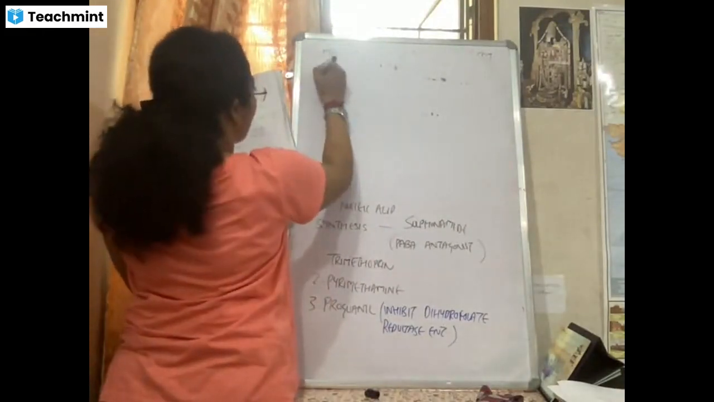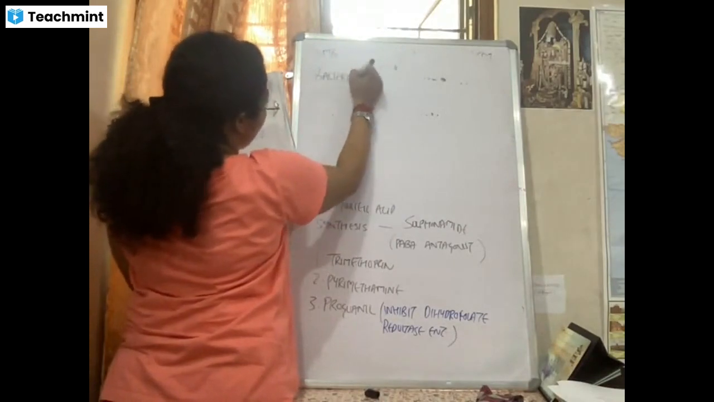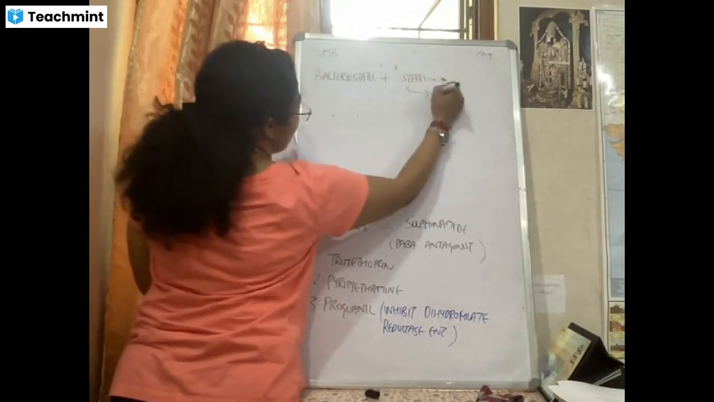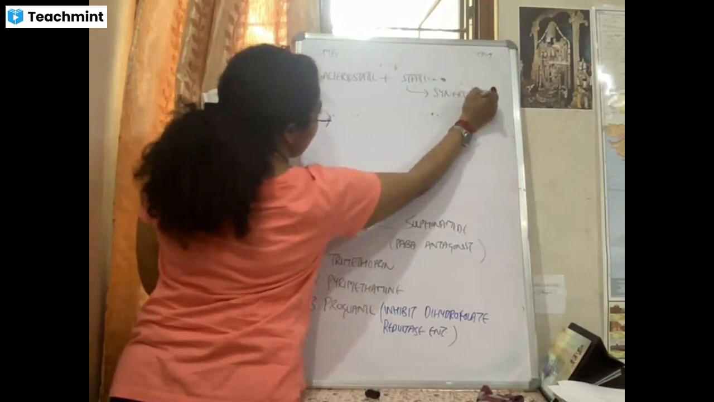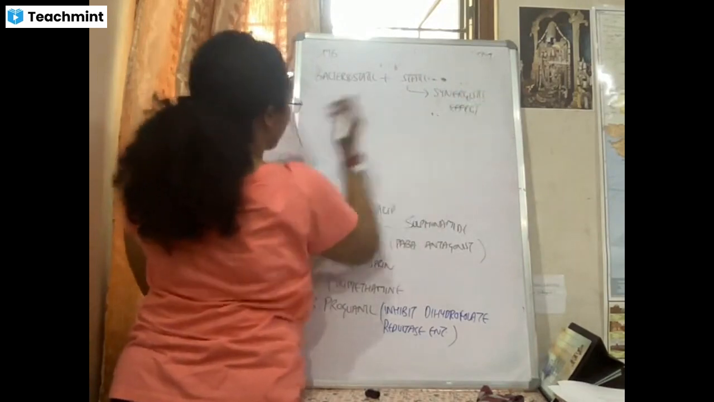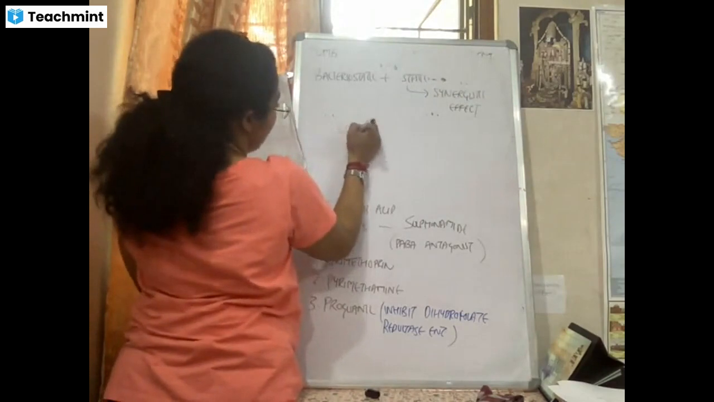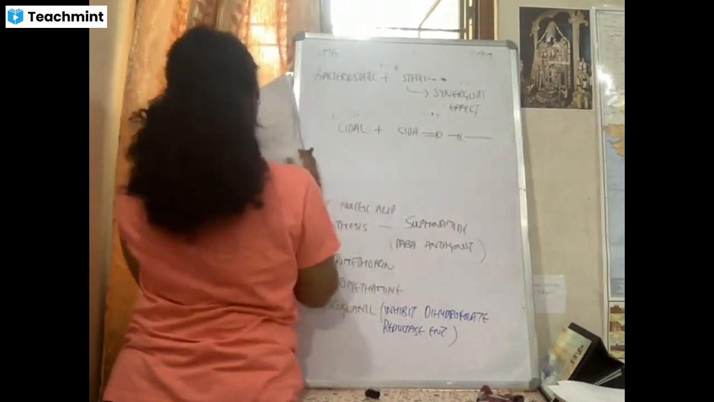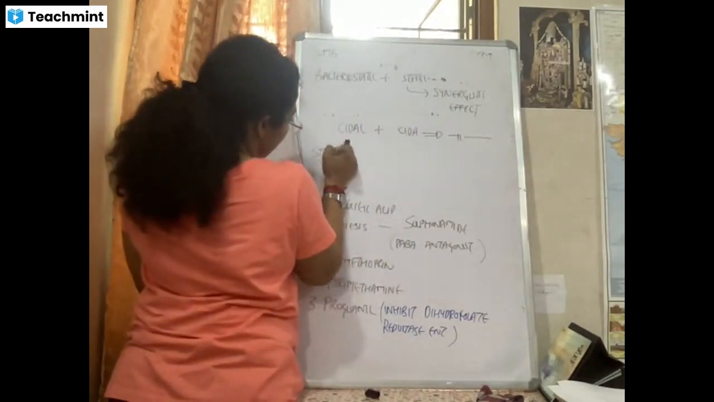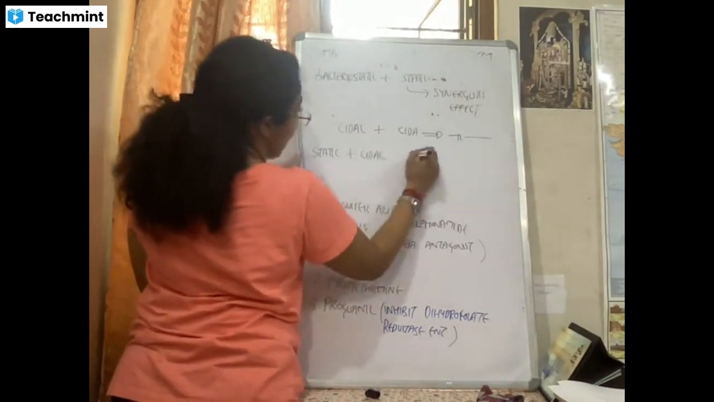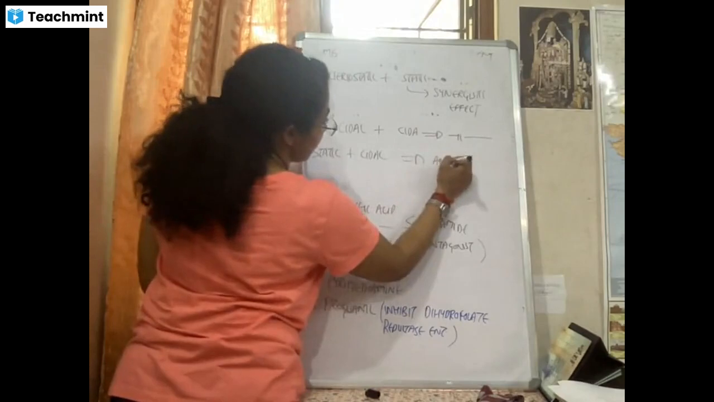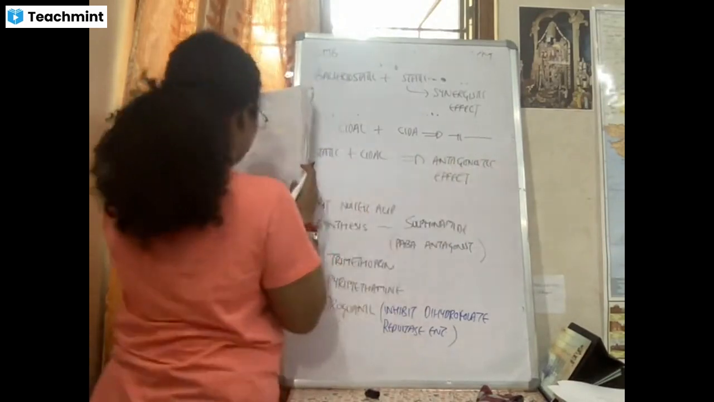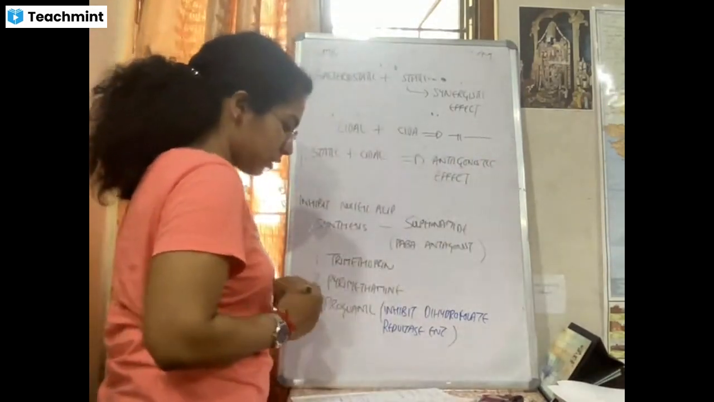Combinations of antibiotics. Bacteriostatic plus bacteriostatic will have a synergistic effect. Then bactericidal plus bactericidal again has a synergistic effect. Then bacteriostatic plus bactericidal will have an antagonistic effect.